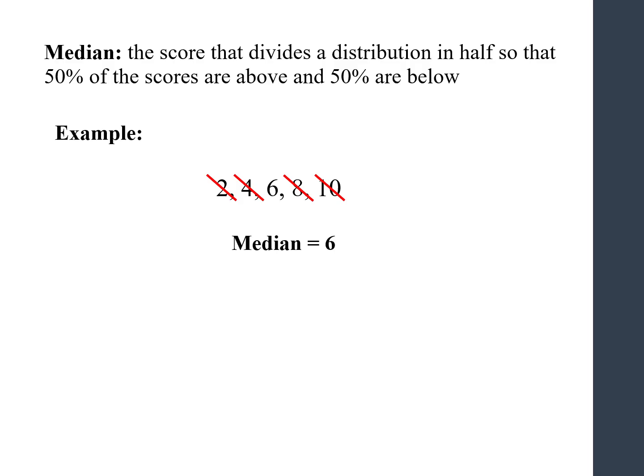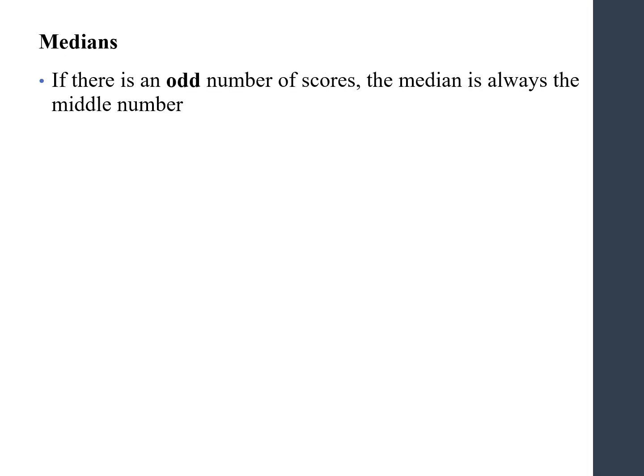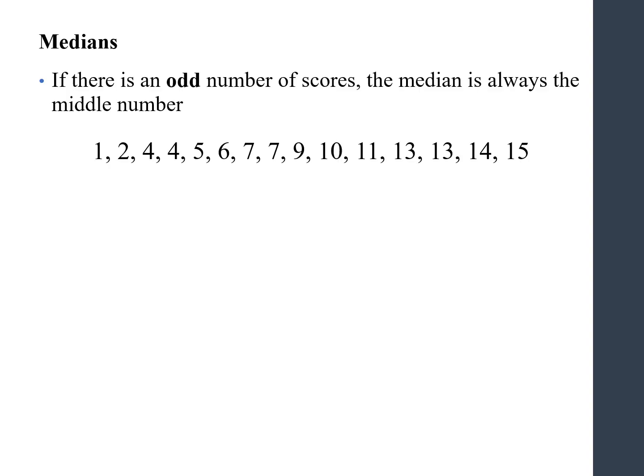And it's important to remember to always put these numbers in numerical order. You can imagine that if they were in a random order, the middle number might not be the correct one. If you have an odd number of scores, the median is relatively easy to find because it's always that middle number. We can do the same thing here where we put the numbers in order and then mark off the end numbers until we reach the middle, which in this case is 7.